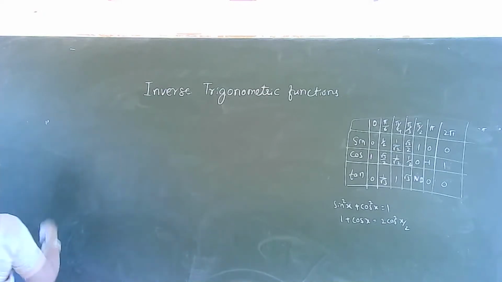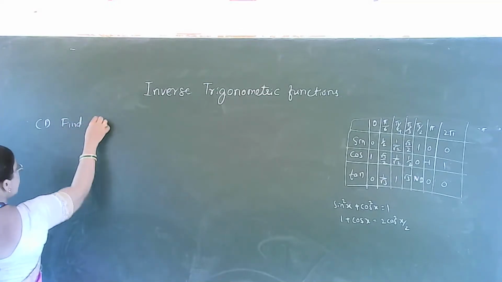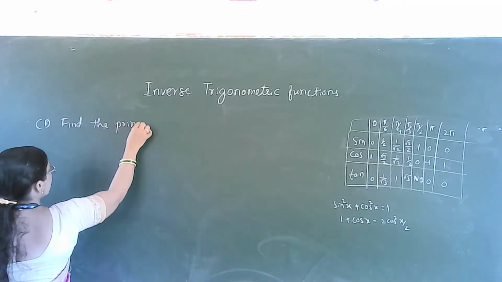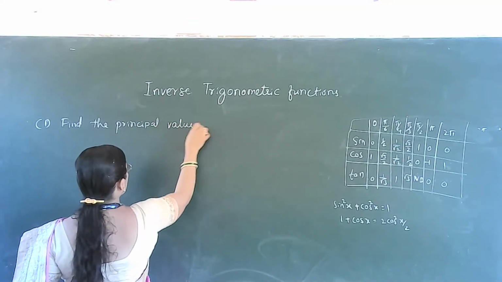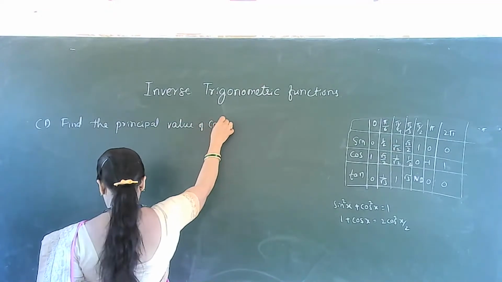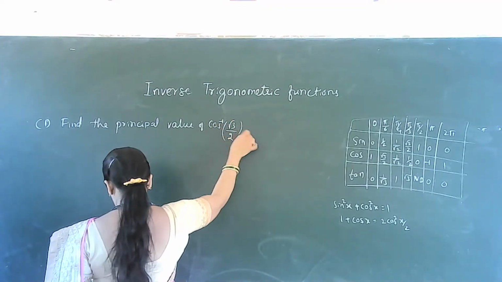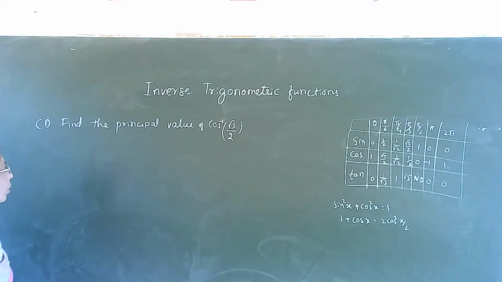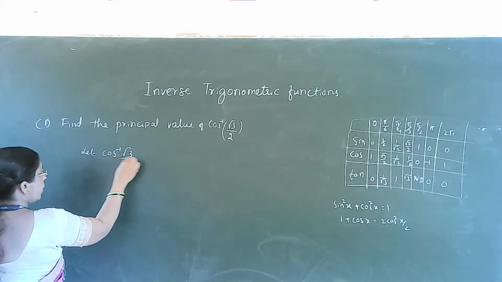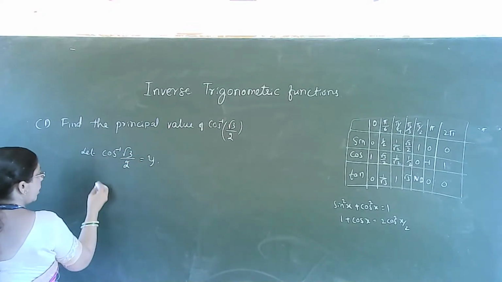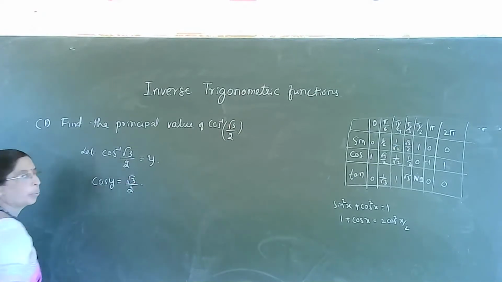First one, find the principal value of cos inverse of root 3 by 2. Cos inverse of root 3 by 2. Let cos inverse of root 3 by 2 be equal to y. Then cos y is equal to root 3 by 2.